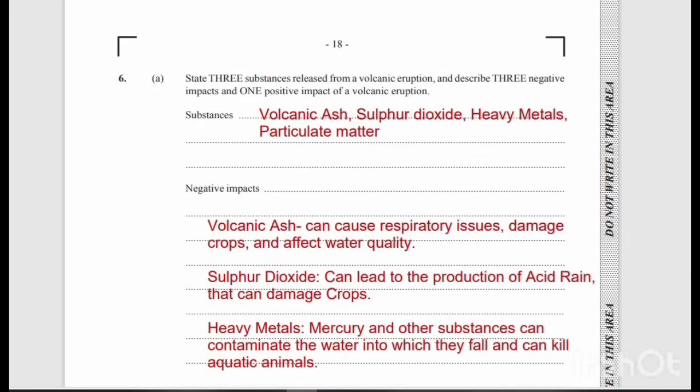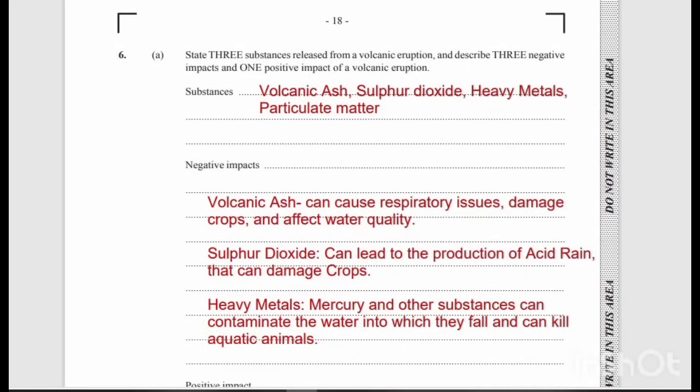All right, the last question. State 3 substances released from a volcanic eruption and describe 3 negative impacts and 1 positive impact of a volcanic eruption. So the substances that would have been released from a volcanic eruption include volcanic ash, sulfur dioxide, heavy metals, and particulate matter. So any of those three would be answers.